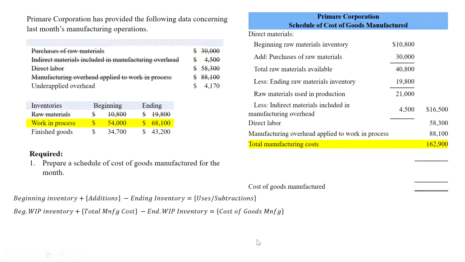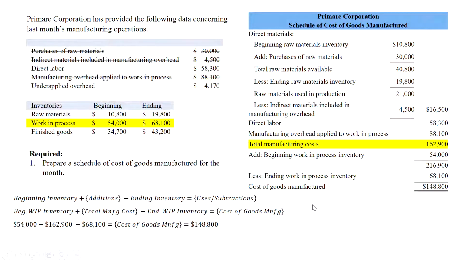So let's take a look here. We've got our beginning and ending balances for work in process. We already calculated our total manufacturing cost. So let's plug those numbers into our formula. Beginning work in process inventory of 54,000 plus total manufacturing cost of 162,900 minus ending work in process inventory of 68,100 equal the cost of goods that I manufacture. Again, total cost that I added in to complete units of 148,800.